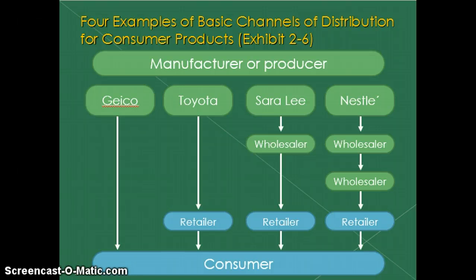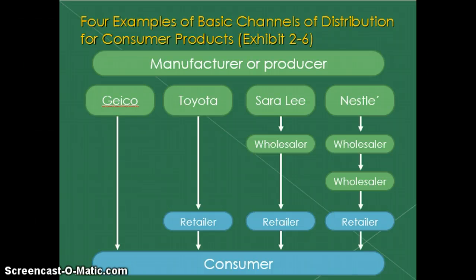The rule of thumb is the more intermediaries that there are between the producer and the consumer, the more expensive it becomes for the consumer because every single intermediary needs to raise the price and make their profit margin on that particular sale. So it becomes a little bit more expensive for us.